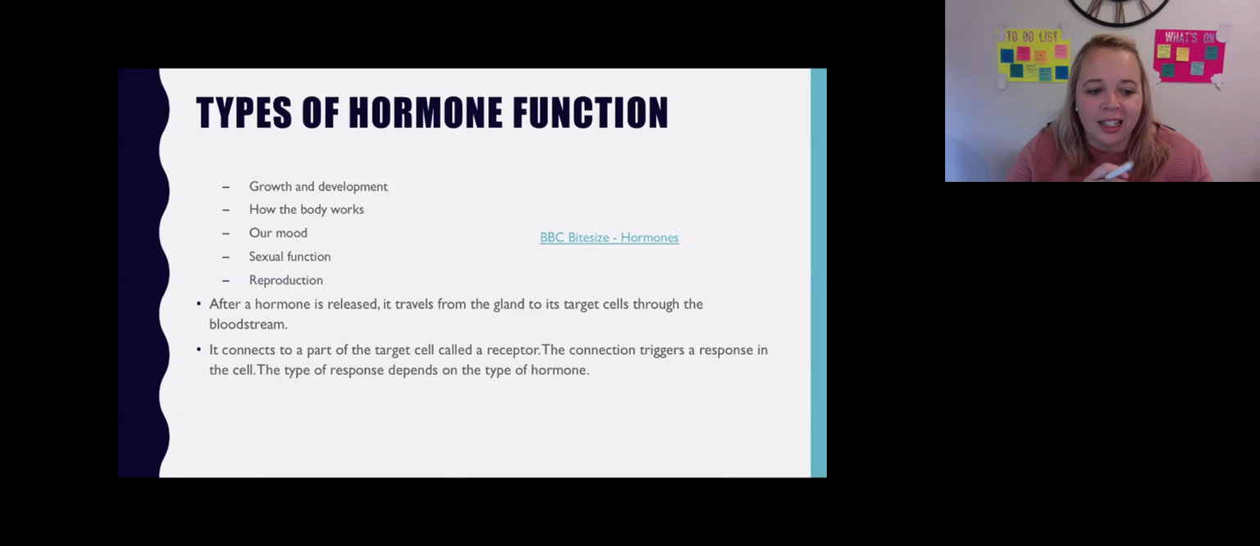Now, in particular, you need to think about the fact that they are going to bind to specific receptors. What does this sound like? It sounds an awful lot like an enzyme. It sounds an awful lot like other things. It's all got to do with specific and complementary shapes. Okay, so there is our summary of hormones.